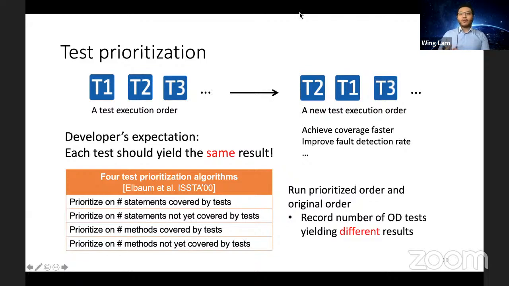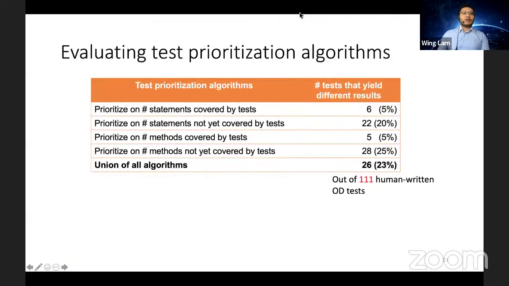methods, and ones that prioritize based on statements that haven't been covered, or statements just in the absolute number relative to the test. So overall, we find that about 23% of the order-dependent tests that are human-written actually manifest when we use test prioritization algorithms.